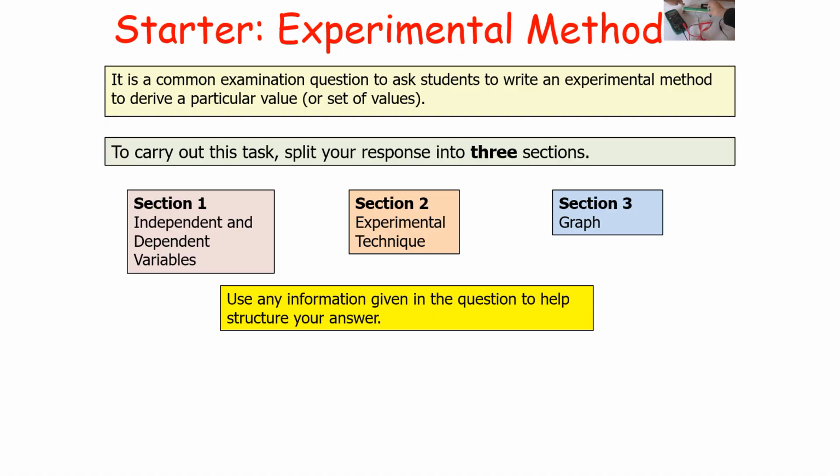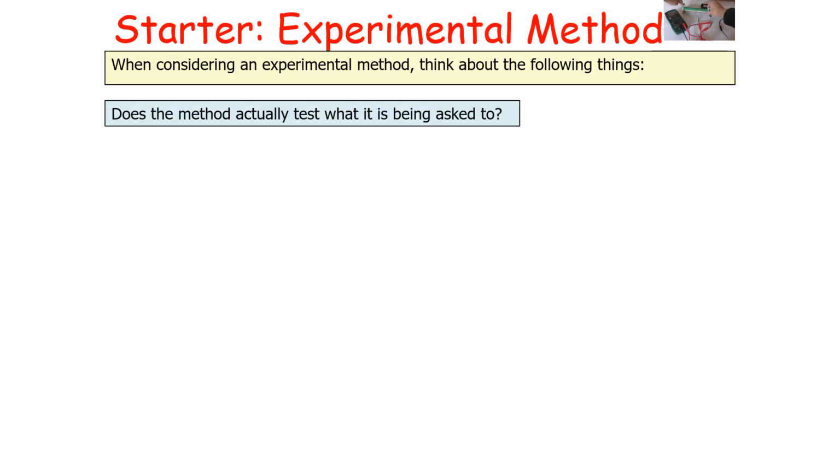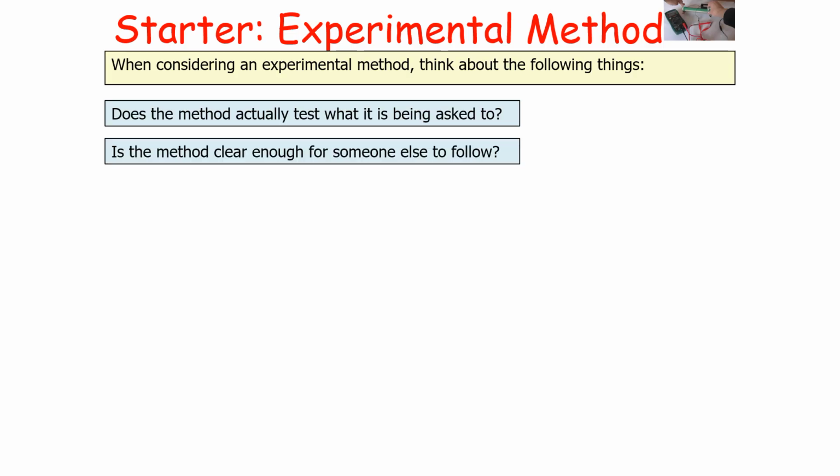Now using any information given in the question will help you structure your answer. So when you're considering an experimental method, think about the following things. Does the method actually test what's being asked in the question? Is the method clear enough for someone else to follow?